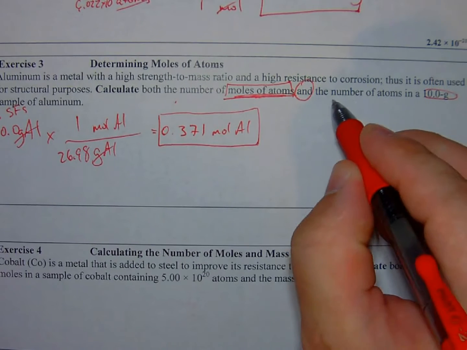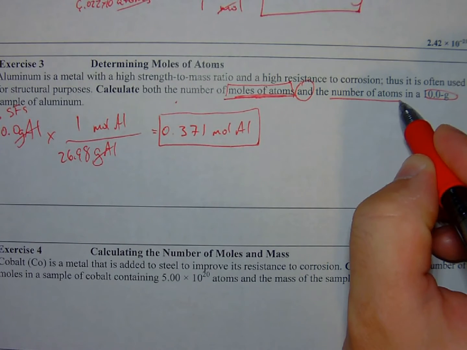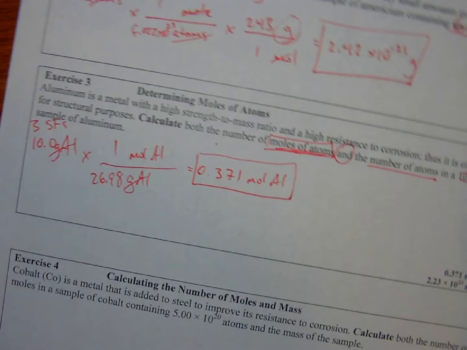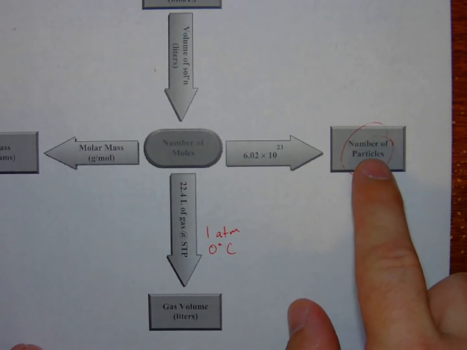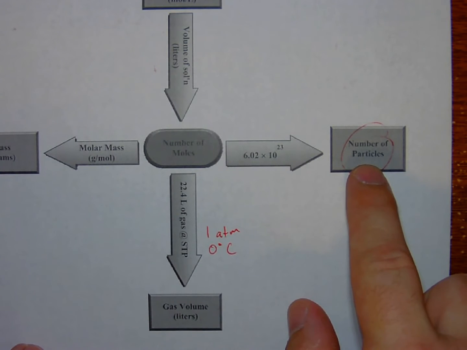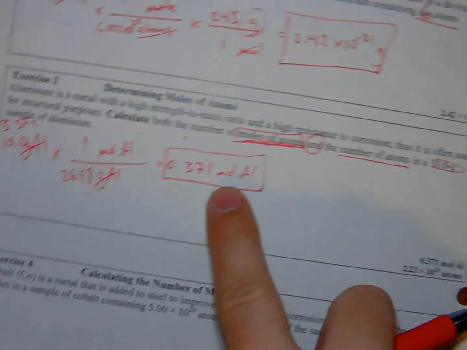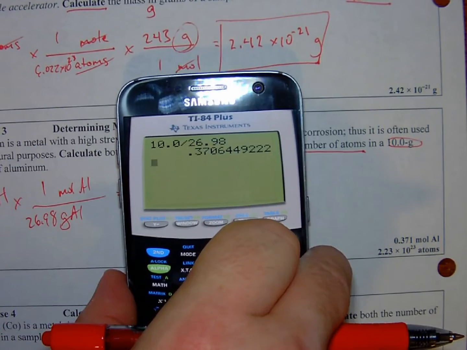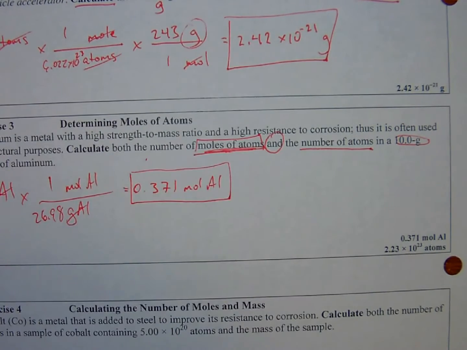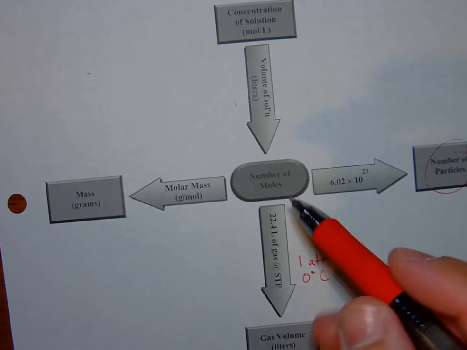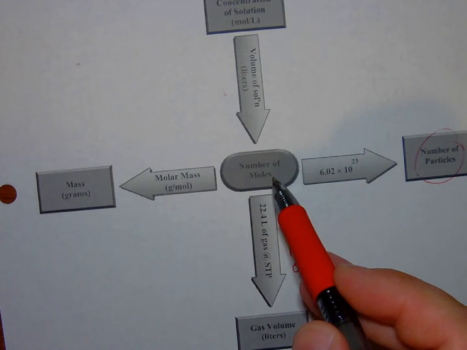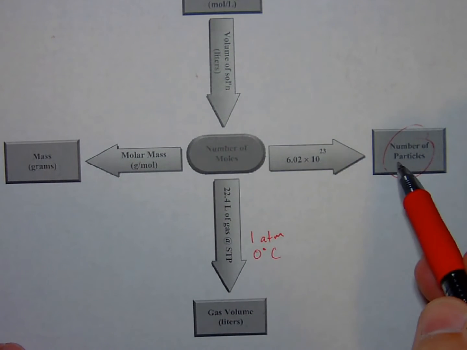Next half, how many atoms are present, right? The number of atoms. Well, if I want to get to number of atoms, I'm talking about number of particles here. So how do I do that? I use Avogadro's number if I have number of moles. Well, don't I have number of moles? Yes, I do. So what am I going to do with the number of moles? I'm going to use Avogadro's number to get to the number of atoms.